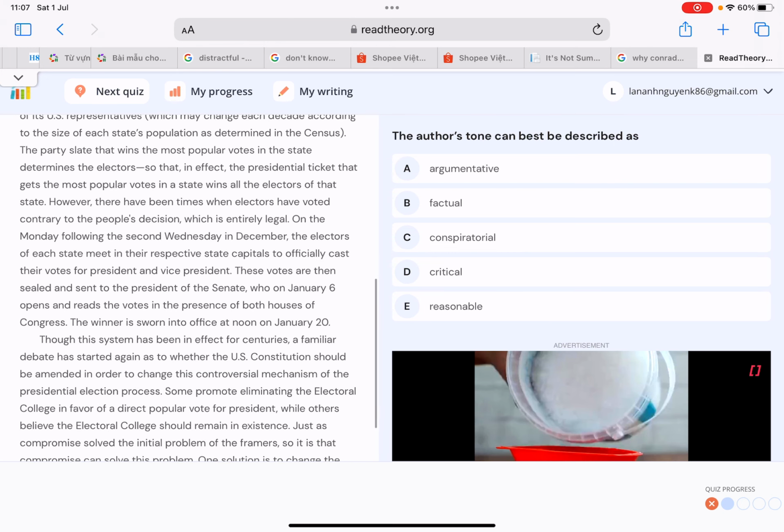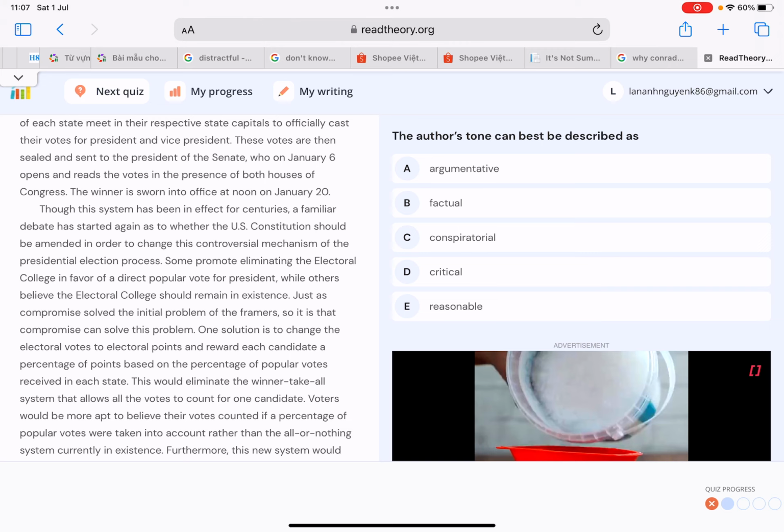These votes are then sealed and sent to the president of the Senate, who on January 6 opens and reads the vote in the presence of both houses of Congress. The winner is sworn into office at noon on January 20th. Though the system has been in effect for centuries, a familiar debate has started as to whether the U.S. Constitution should be amended in order to change this controversial mechanism of the presidential election process. Some promote eliminating the Electoral College in favor of a direct popular vote for president, while others believe that the Electoral College should remain in existence.